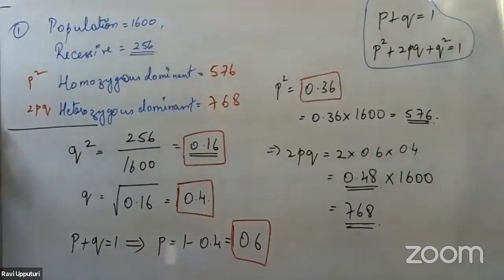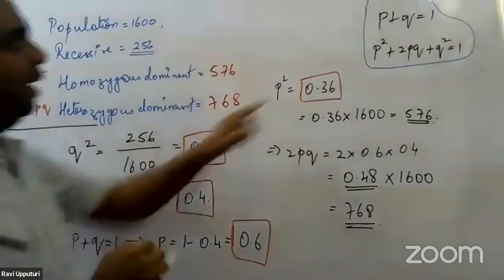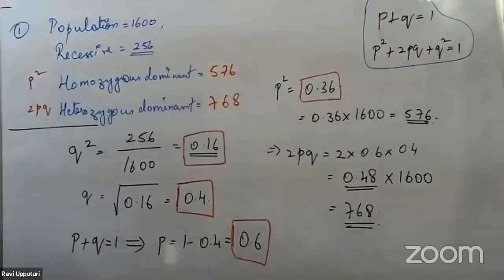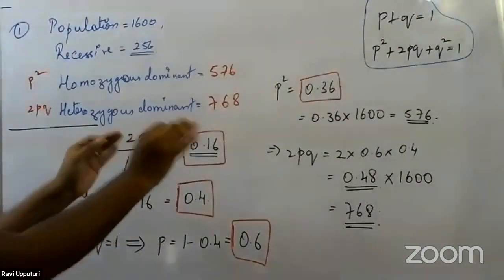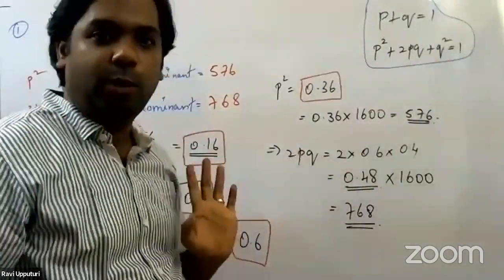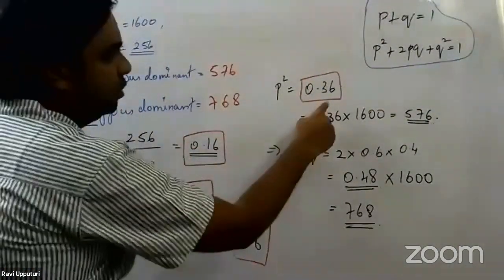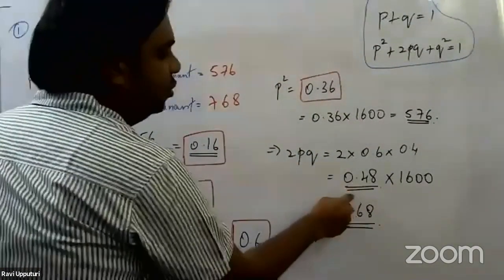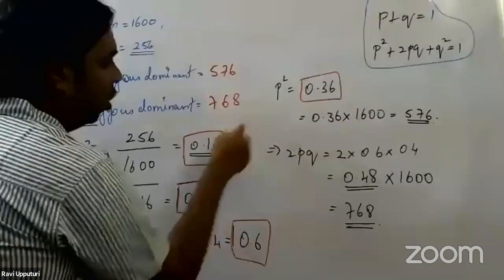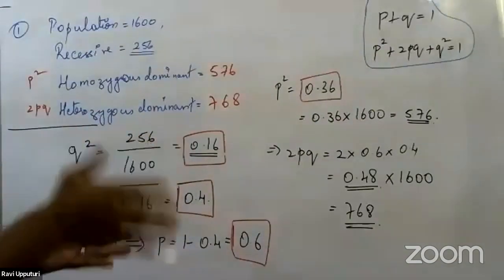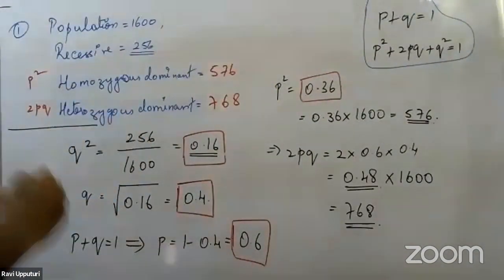Still, if you want to revalidate your results, the expressions we have are p plus q is equal to 1. So calculate p plus q. Are you getting 1? If you're getting 1, the answer is correct. Second one, p square plus 2pq plus q square also should be equal to 1. Our p square here is 0.36, q square is 0.16, and 2pq is 0.48. Now when you add all of these three values, we should get 1. That's how we revalidate whether we are getting the correct results or not.